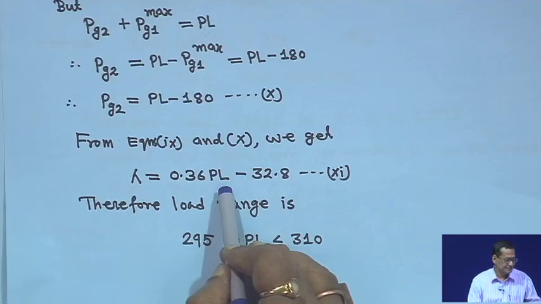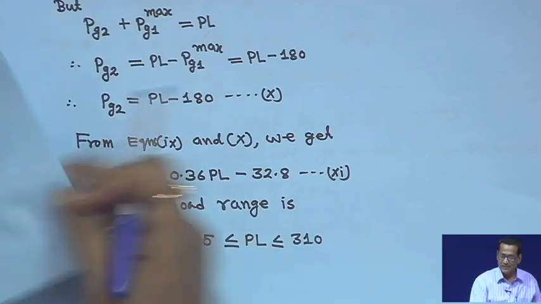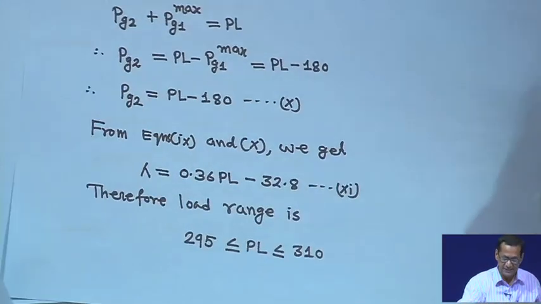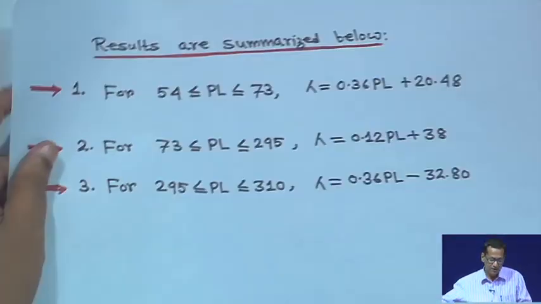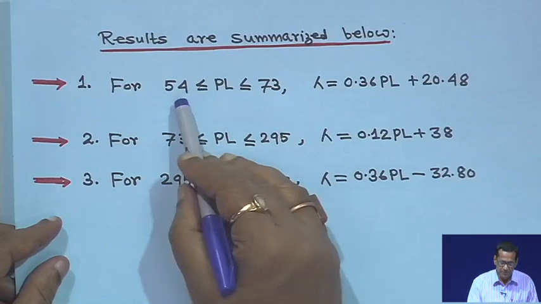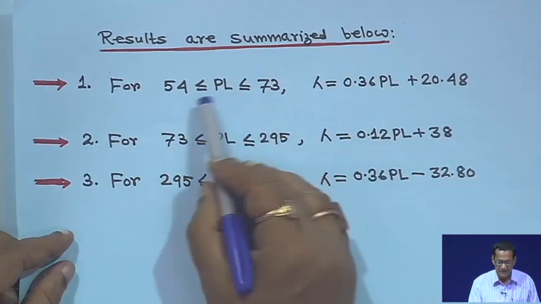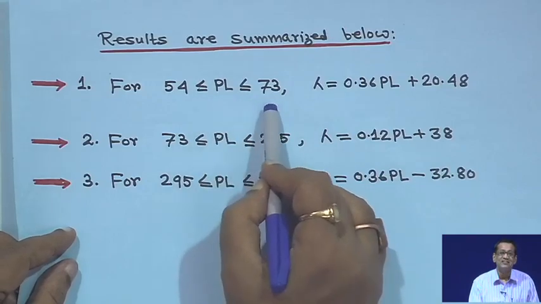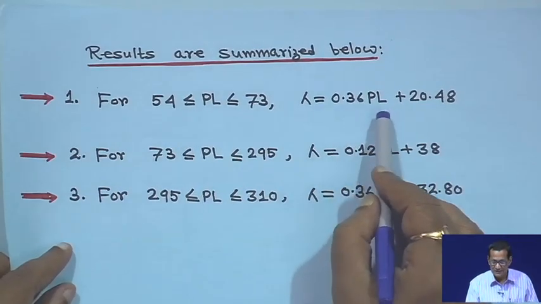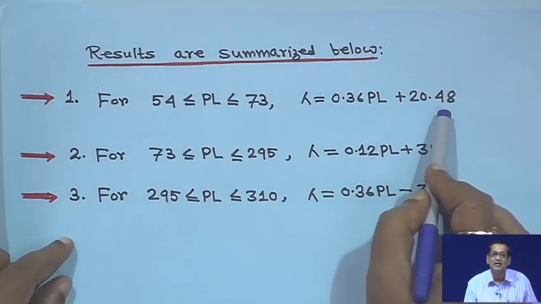That means, if we summarize this, then this one, for load in between 54 and 73 megawatt, I have not written megawatt everywhere, understandable. The lambda equation will be 0.36 PL plus 20.48.